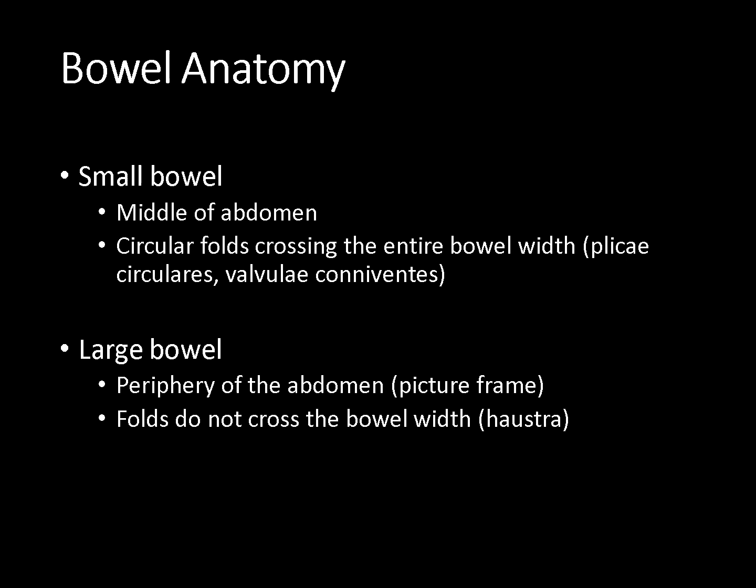And then the large bowel is typically in the periphery of the abdomen, forming kind of like a picture frame around the outside of the abdomen. And it contains folds that don't cross the entire width of the bowel lumen. They just kind of create an indent in the bowel lumen, but you can't see a line going across the entire width of the lumen. And those are called haustra.